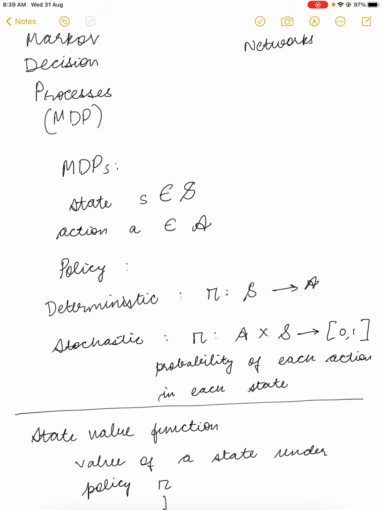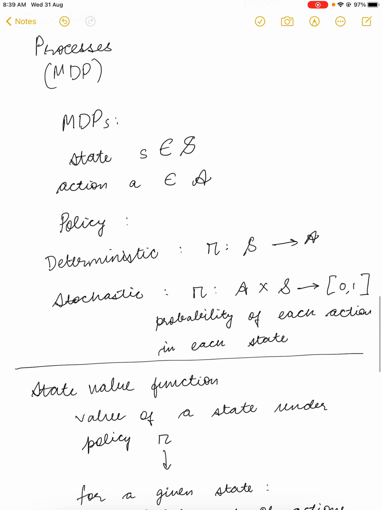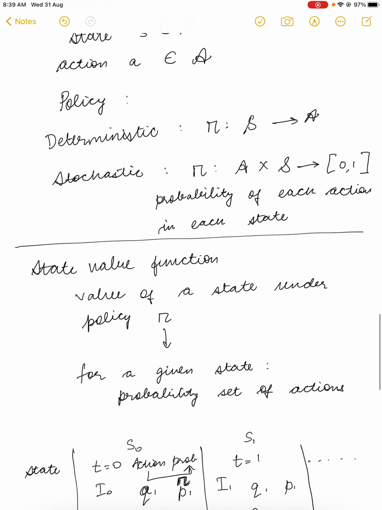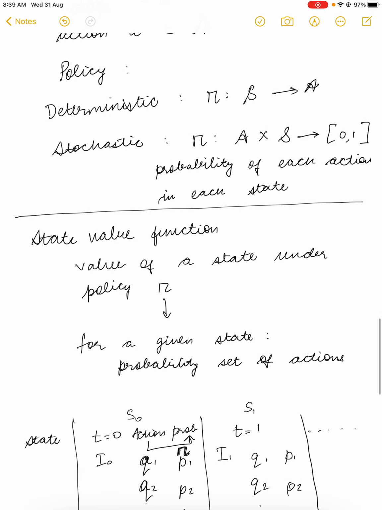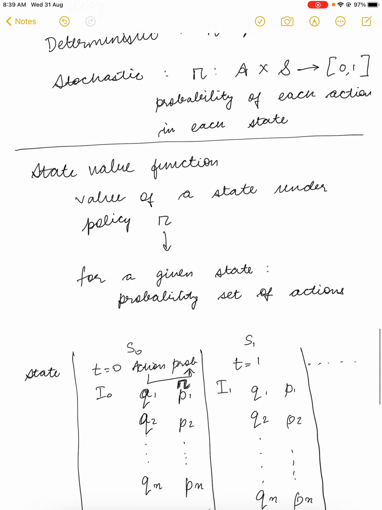What a policy tells us is, if the policy is deterministic, for a given state, what action to take. But if the policy is stochastic, then for a given state, what is the probability of each action that should be taken in that state. MDPs also define certain functions. First is the state value function, the value of a state under policy pi. It means that for a given state, what is the probability set of actions.